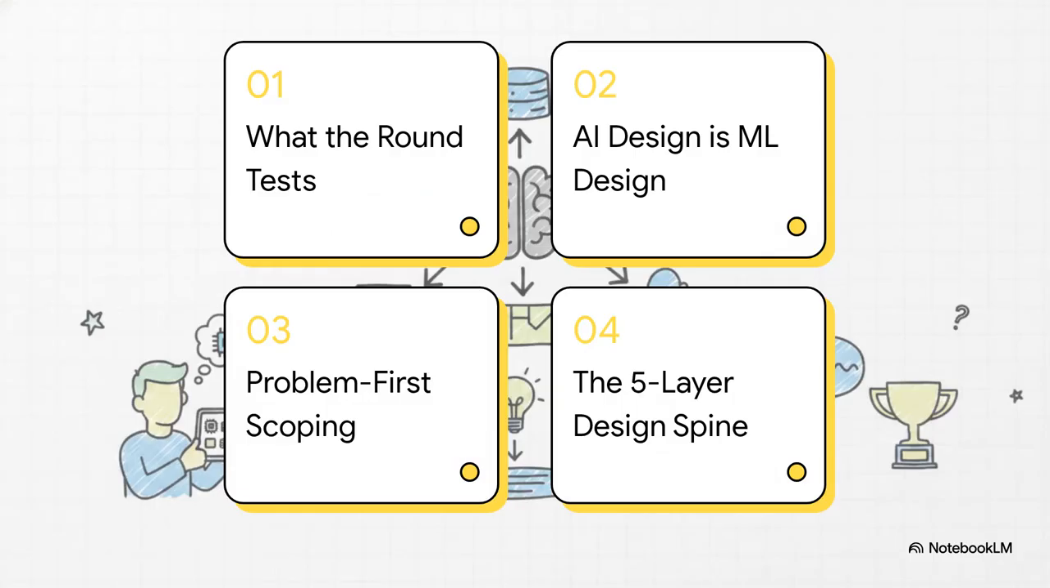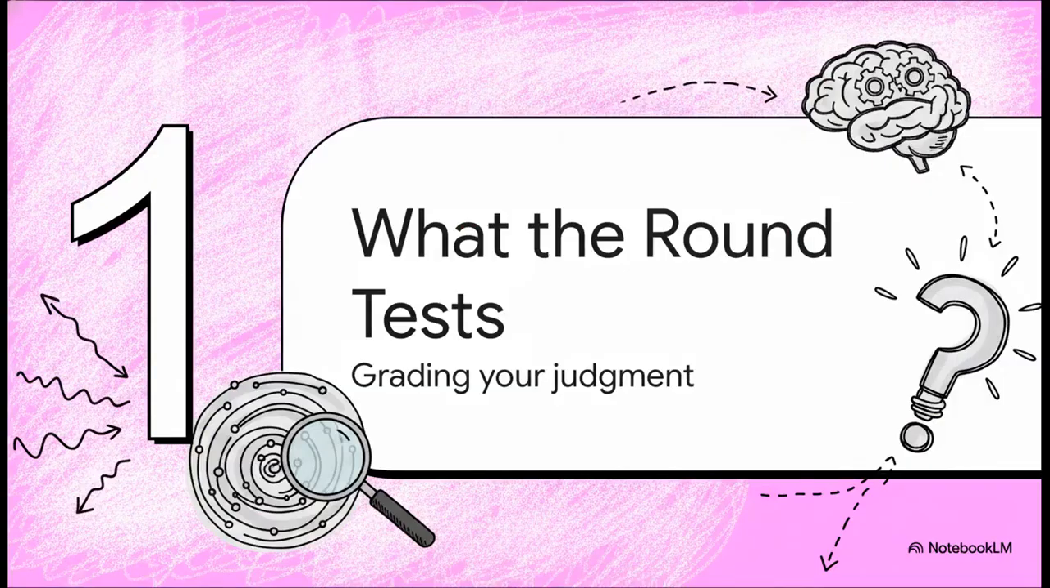So here is our roadmap for Chapter 1. We'll cover what the round actually tests, why AI design is essentially ML design, how to scope using a problem-first approach, and finally, we'll break down the 5-layer design spine. Let's kick things off with Section 1, what the round tests.